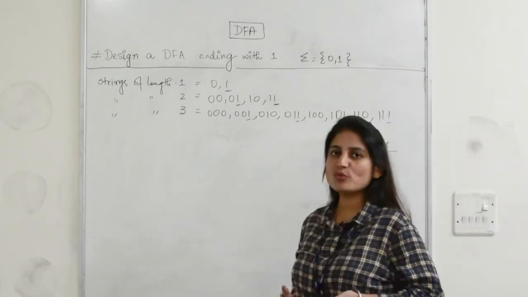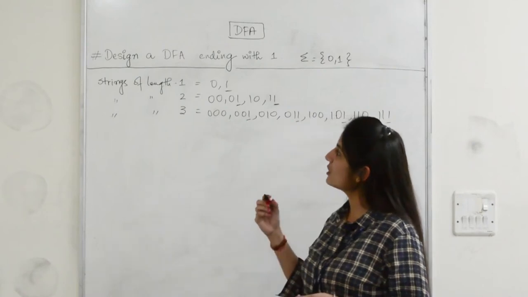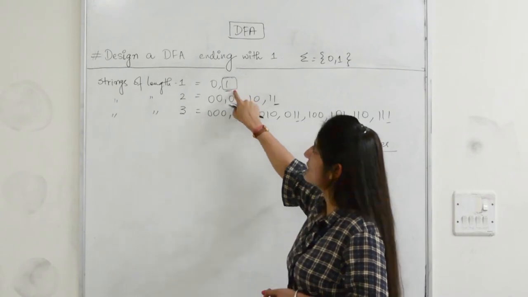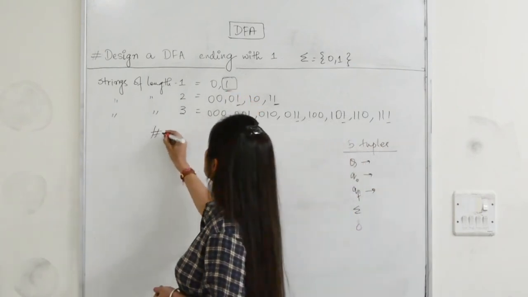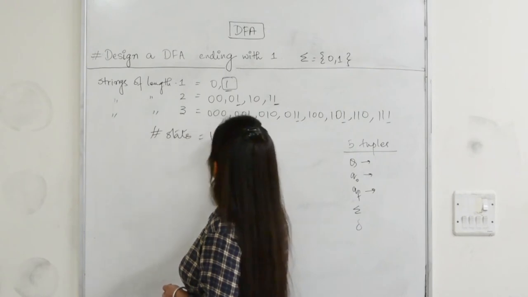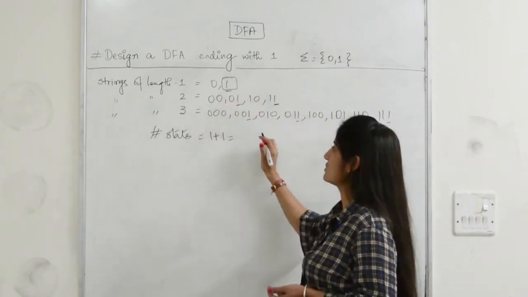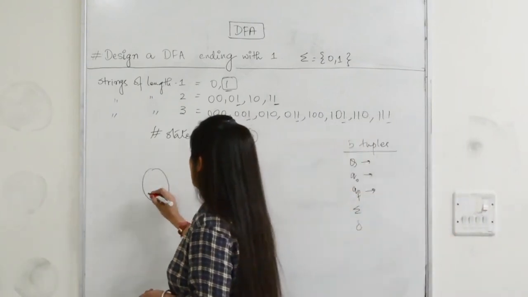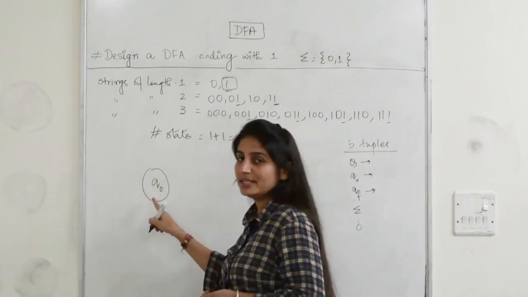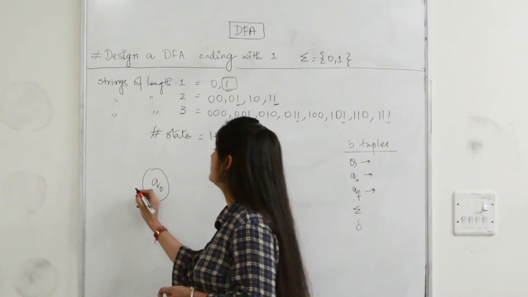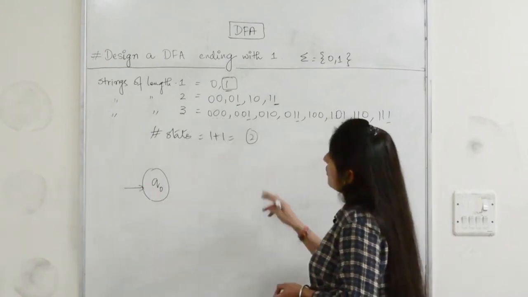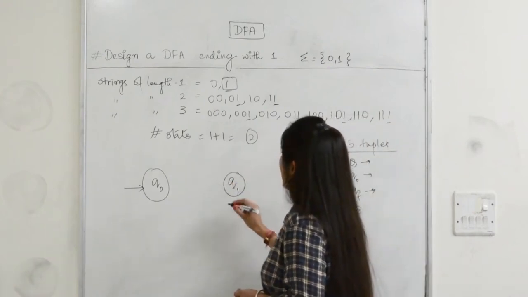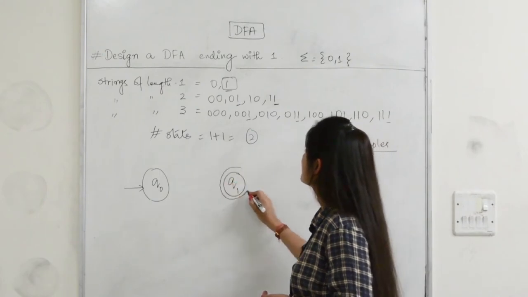Now how do we decide the total number of states? The total number of states will be decided upon the minimum length of the string. This is your minimum length string, which is of length 1. So the number of states will be 1 plus 1, that is, minimum length string plus 1. So it will be 2. The first will be your initial state, let us represent it with Q0, and the initial state is always represented by an arrow. As we have 2 states, the other state will be your final state, that is Q1, and the final state is represented by concentric circles.